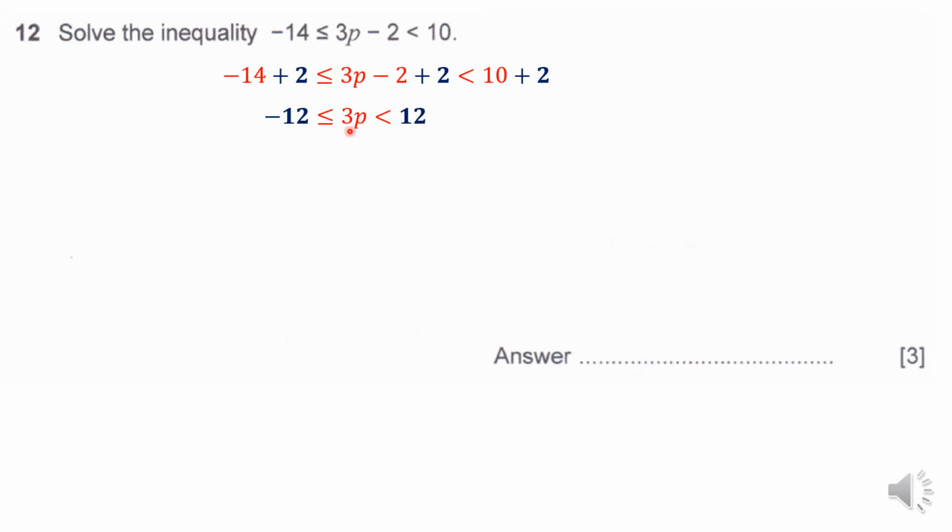Now I need to get rid of that 3 by dividing, because p is being multiplied by 3. So dividing by 3 into negative 12 and also into 12 here, your answer will be p is a value that is between negative 4 and 4. Make sure that you are writing the inequalities correctly and that you don't make a mistake.